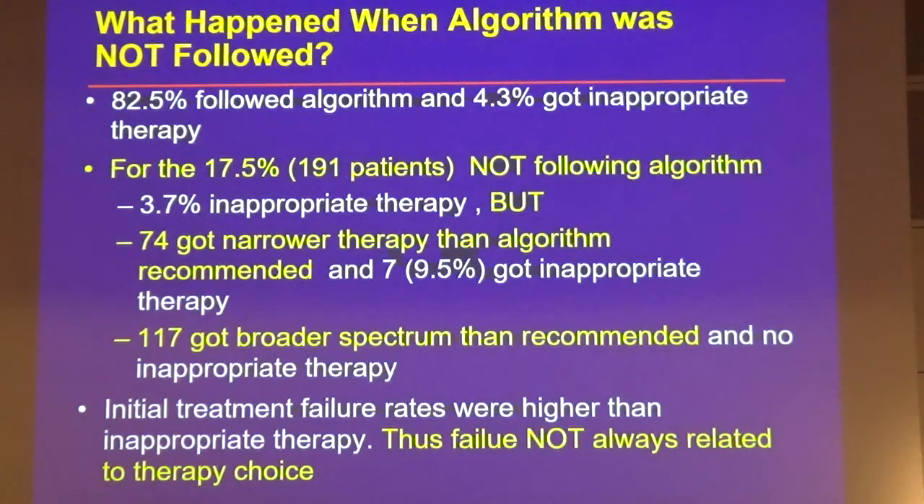117 patients got broader spectrum therapy than recommended, and although there was 0 inappropriate therapy, again, 117 out of 190 patients were getting broader spectrum therapy than was absolutely necessary. So this, to me, is the downside of not having a more careful algorithm, is that you end up getting it right, but at the expense of tremendous overuse of antibiotics. Initial treatment failure rates were higher than the rates of inappropriate therapy. So in other words, the patients were sometimes doing poorly, independent of whether they got the right antibiotic.